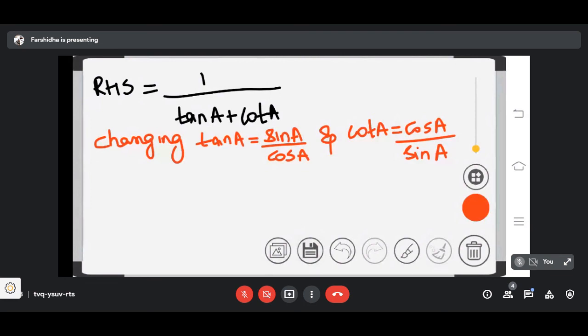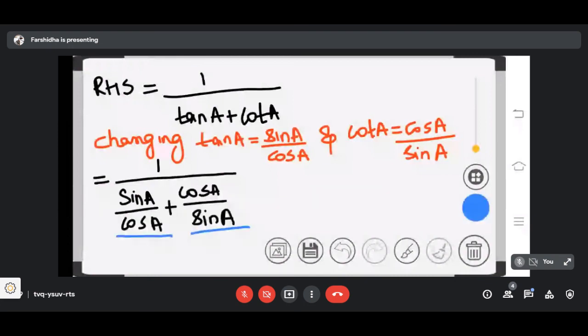Right, sin A by cos A plus cot A will be cos A divided by sin A. Denominator is cos A here, and here it is sin A. We need to make it the same. So we will cross multiply. That means here we will multiply by sin A into sin A, and this side will multiply by cos A into cos A. Cross multiplication.